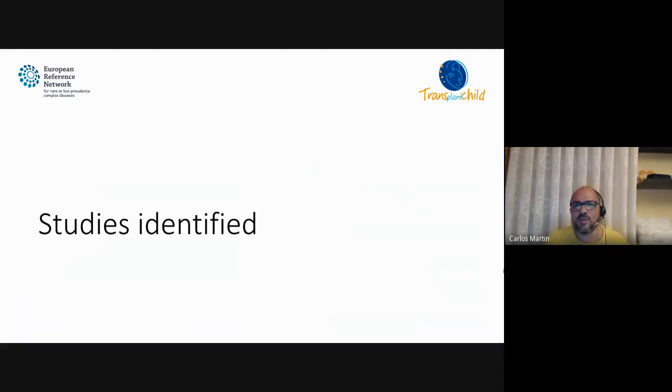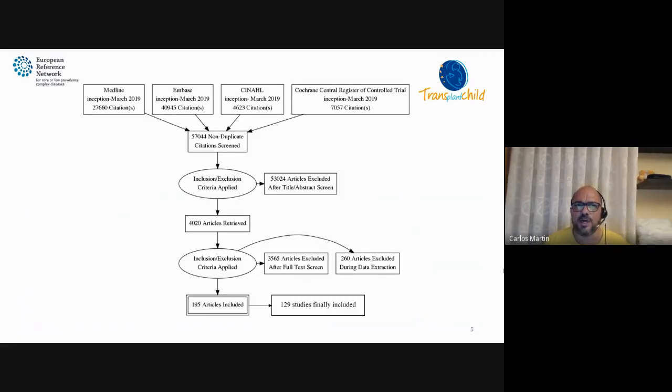So the studies we have identified come from this flow chart. So at the very beginning, we had 57,044 non-duplicate citations. From this number of registries, we decide to include by a peer review system 4,020 articles. After that, we have included 195 articles, and during the process of data extraction, we have identified that these 195 articles belong to 129 studies.